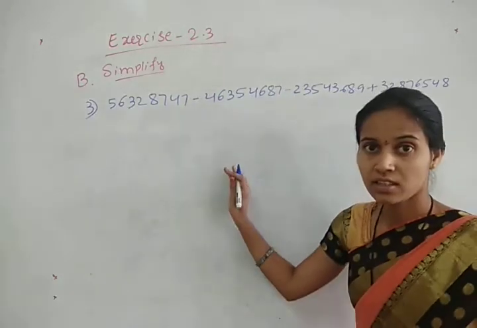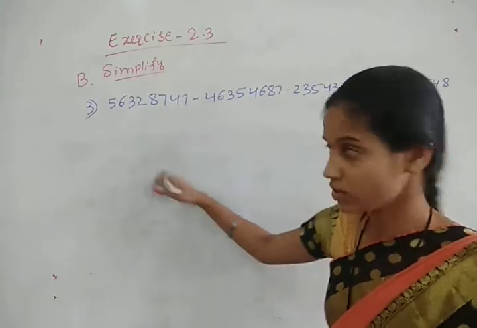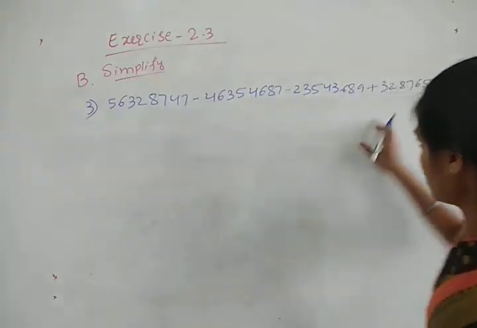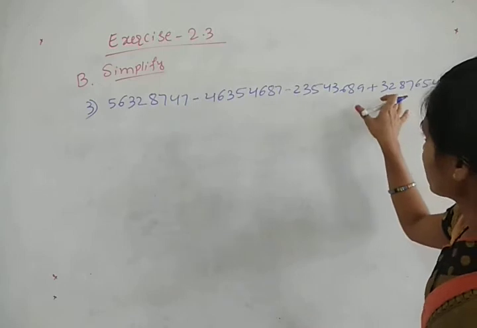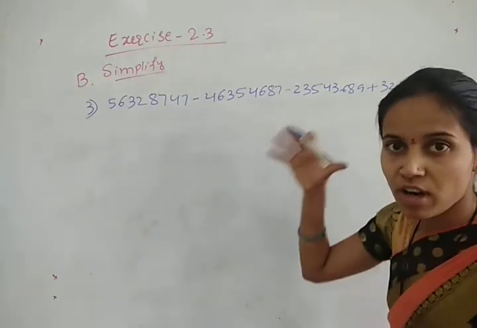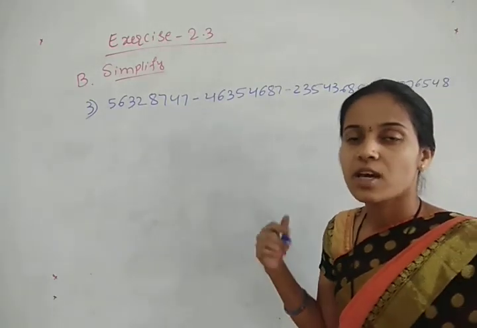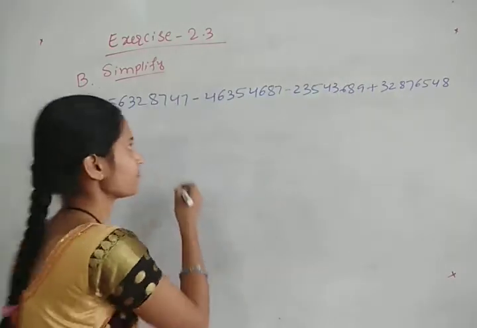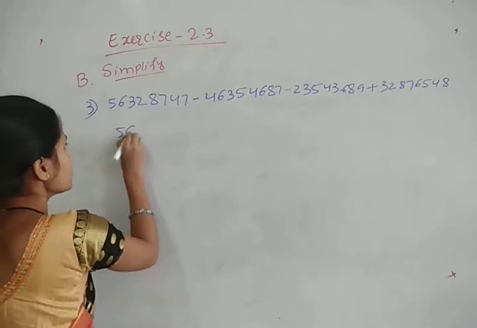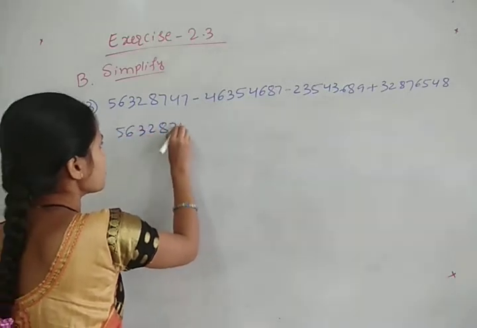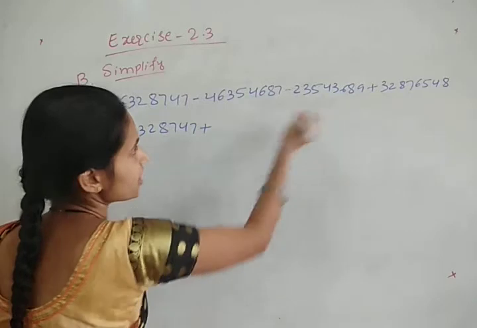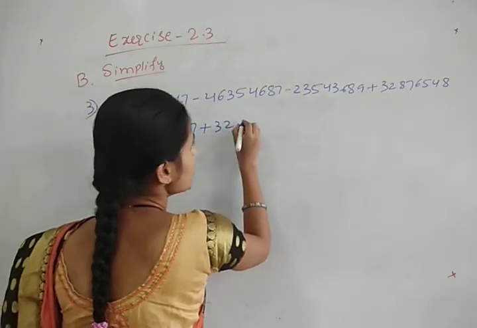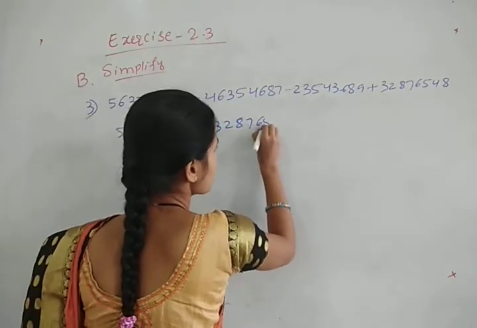Okay, now make the numbers with the same symbol one side. Here it is plus, so this one is also plus. Now write these 2 numbers with the plus symbol one side, and in the next step we will write the numbers with minus symbol on another side. I will write here 5632 8747 plus 3287 6548.